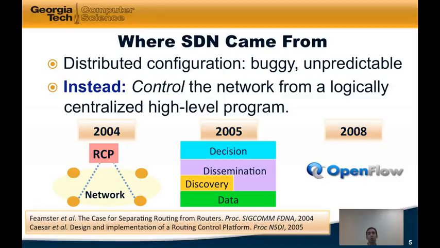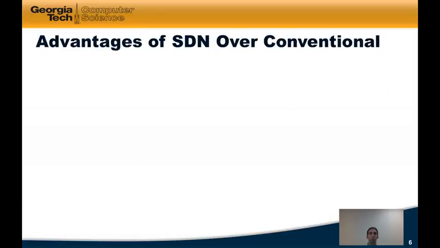A few years later, we saw another instantiation of SDN called OpenFlow, whereby an SDN or a high-level controller could control the behavior of switches through a well-defined interface. And we'll talk about the OpenFlow architecture and control channels in a lot more detail in later modules.